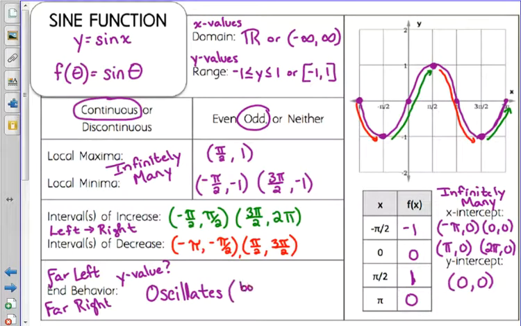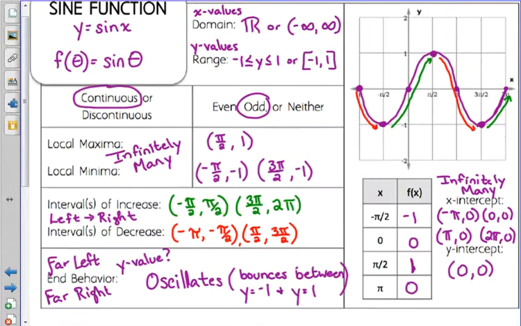It bounces between y equals -1 and y equals +1. So the end behavior here is oscillating. It's bouncing between those values. It is not headed towards one specific y value or headed towards an infinity. It's just going back and forth. So that's all. Really, it's a review. We just applied that to the sine function.